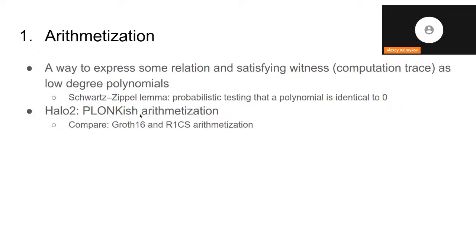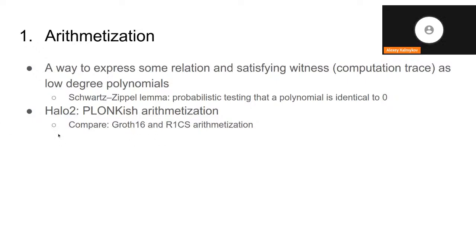For Halo2, we're going to look at how Plonkish arithmetization works. So Halo2 relies on so-called Plonkish arithmetization. And this arithmetization is converting your execution of the program, the traces and the constraints into polynomials. If you are familiar with Groth16, you might remember that Groth16 has another kind of arithmetization called R1CS, rank 1 constraint system. And it's basically converting everything into matrices and vectors.